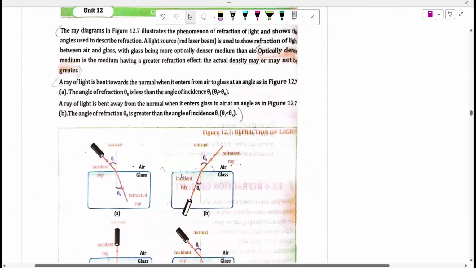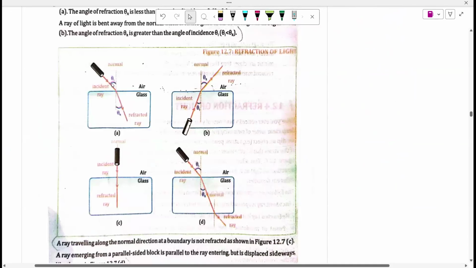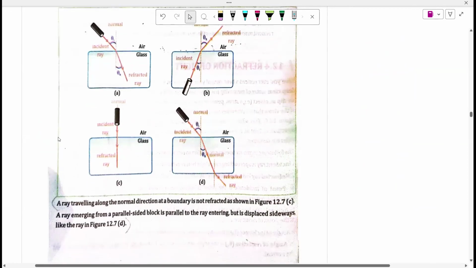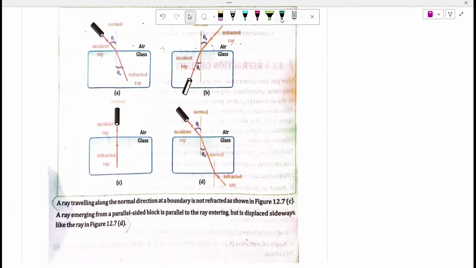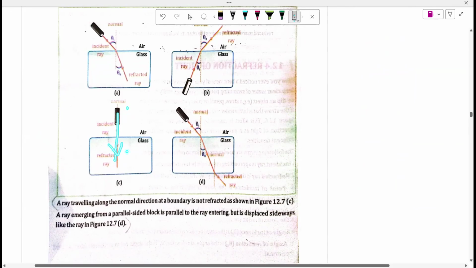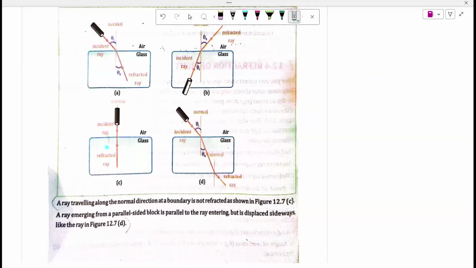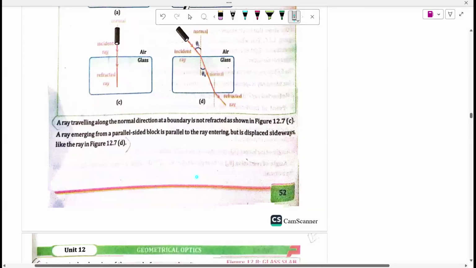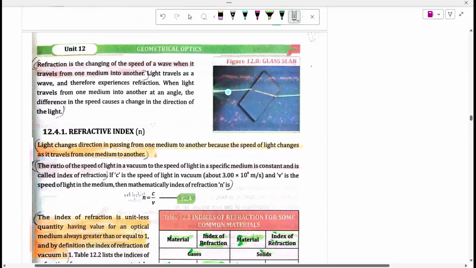So these are the two diagrams that we were discussing: when we enter from air to glass, towards the normal, and glass to air, away from the normal. And whenever light enters at 90 degrees to the surface, which is also an important point, it is parallel to the normal, the ray would go undeflected, and these two rays would always be parallel. I guess I gave you this information in the very beginning when I was introducing this chapter. You could see here these two rays are parallel to each other.